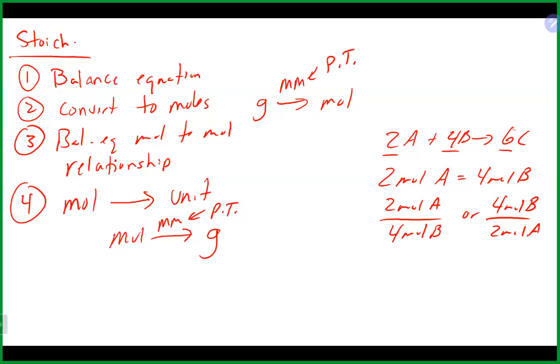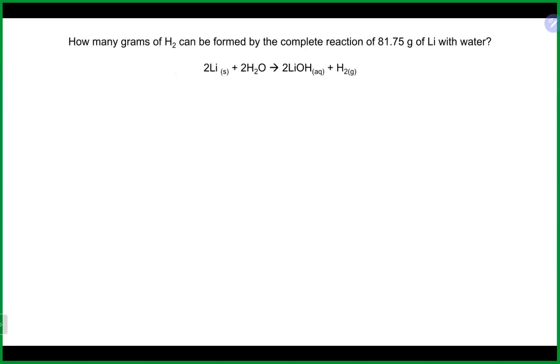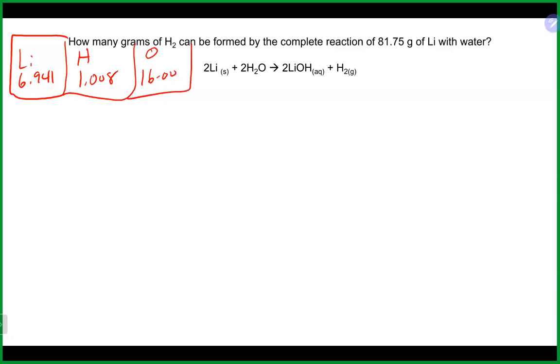All right, so we finished up on 1, I believe. So let's take a look at the second part of that question. Using the same equation from the one we finished up on last time, in this case we want to know how many grams of H2 can you form by reacting 81.75 grams of lithium with water. Again, a couple of numbers from the periodic table. Lithium 6.941. Hydrogen 1.008. I think that might be all you need. I'll throw oxygen in there for free. 16. All right, so follow those 4 steps and see what you come up with.